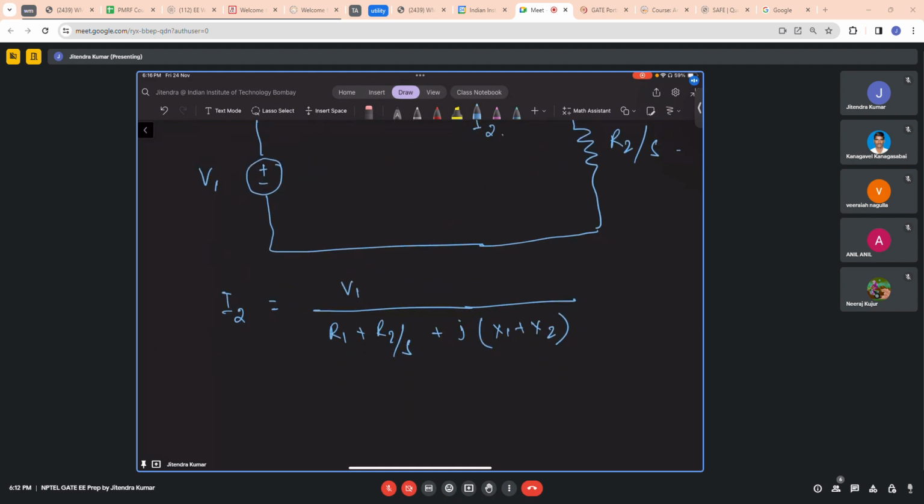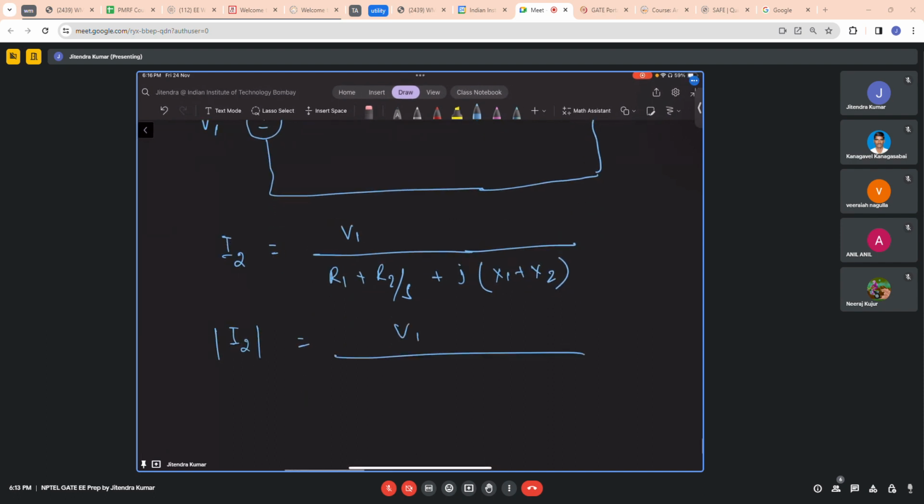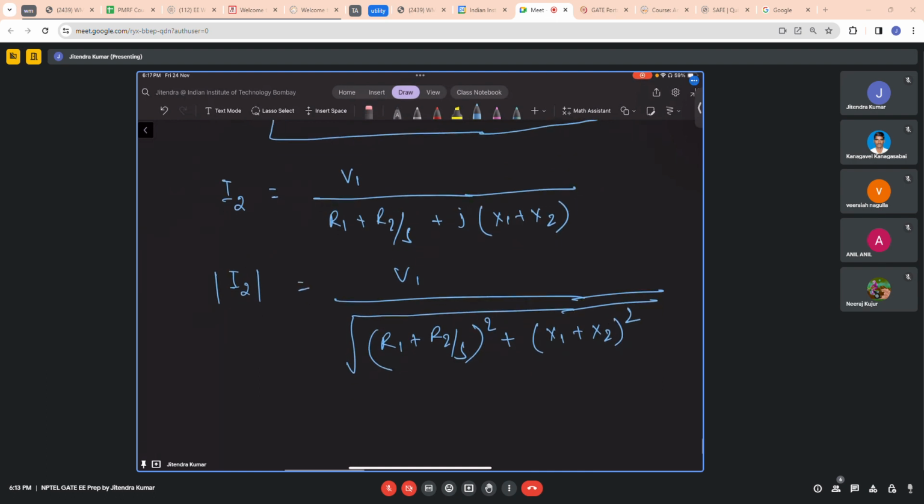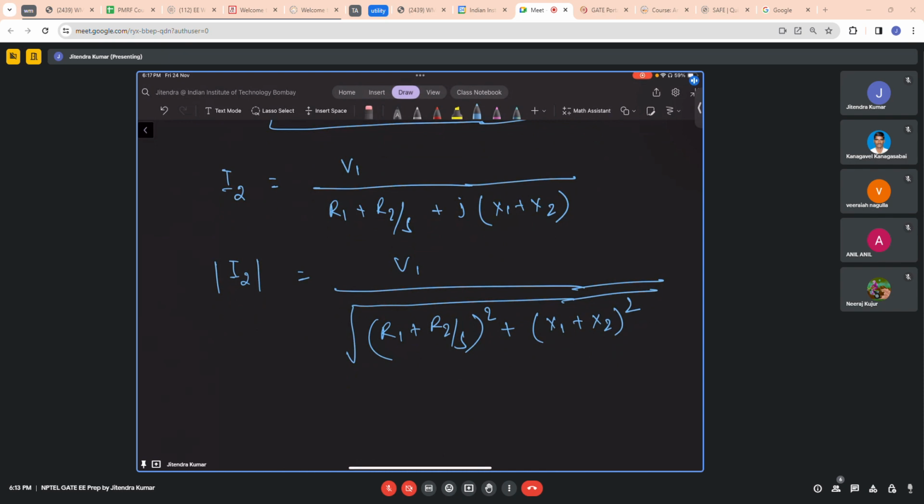Once you calculate I2, this will still be in complex form. So for finding the magnitude, what you can do is take the square root of R1 plus R2 by S, squared, plus X1 plus X2, squared. This expression will give you the magnitude of the rotor current. Now with this current, I want to find the air gap power. I hope you recall air gap power. What is the expression of air gap power in terms of current and resistance only?